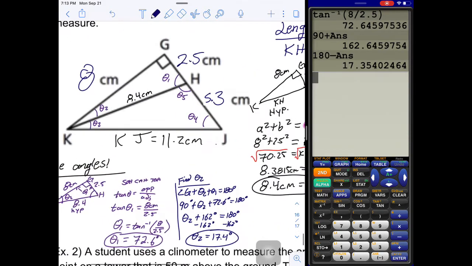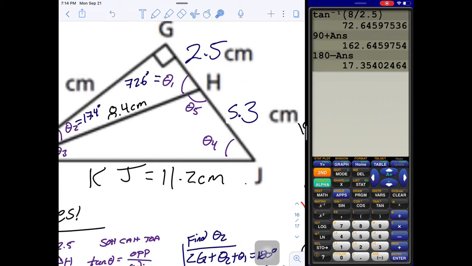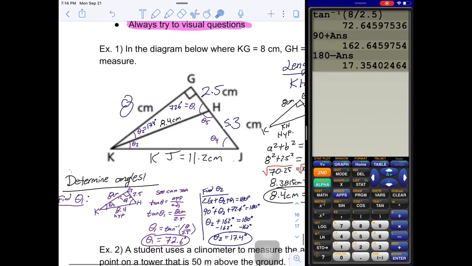So now we have found this guy, which is 72.6, and we have also found this guy, which is 17.4 degrees. Okay, so how can we solve for other things here? Looking at this, if I know some simple geometry, I can actually find angle 5. Now this is some geometry you learned in grade 9. This is a perfectly straight line. A perfectly straight line has an angle of 180 degrees. So recognize angle 1 plus angle 5 also equals 180 degrees.